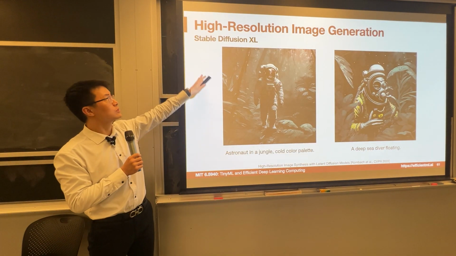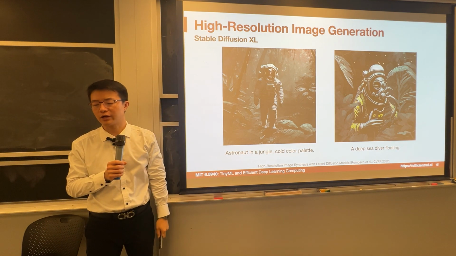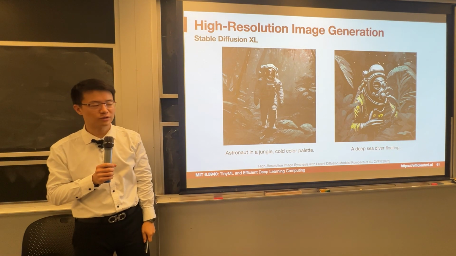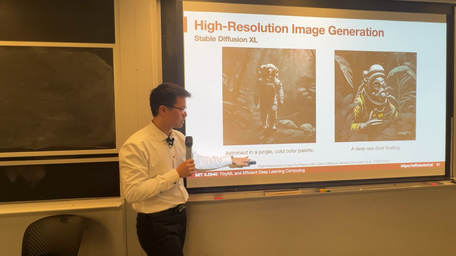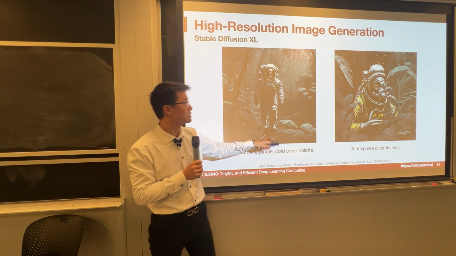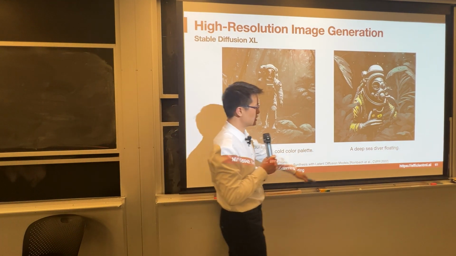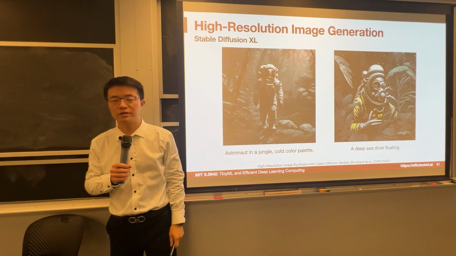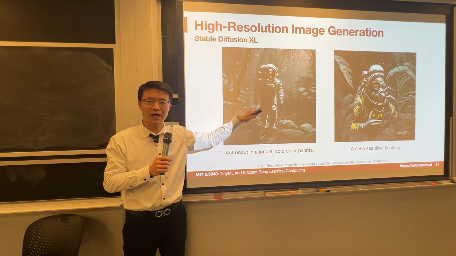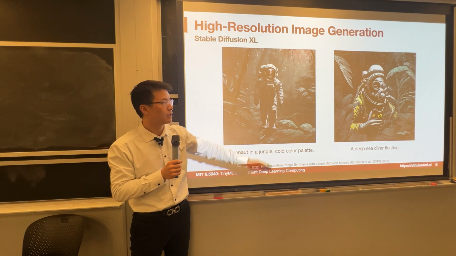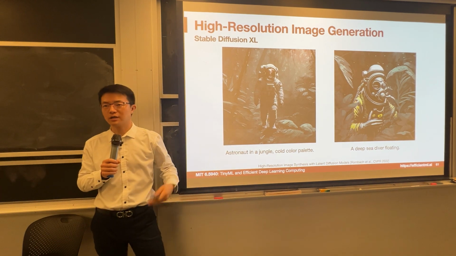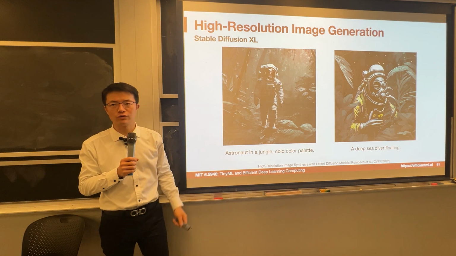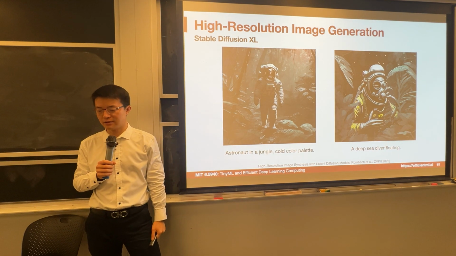So this is widely used, like Stable Diffusion XL. They're using such a latent diffusion method, like astronaut in a jungle, cold color palette, and also a deep sea diver floating. These are high resolution images compared with the cats and dogs we've seen before. The image resolution is much higher quality. They're all using such latent diffusion methods.